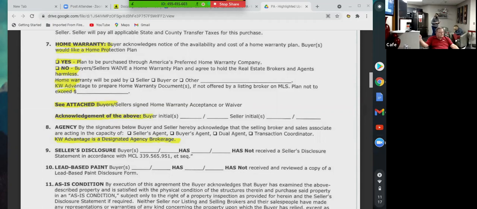And then the second part, see attached, buyer's signed home warranty acceptance or waiver. It's the identical form, whether it's the acceptance or the waiver, it's just what boxes are checked and initialed. But that needs to be with every PA you do. All right. And then it goes on to say acknowledgement of the above, buyers and sellers acknowledge it. So we just kind of moved things around because I always got confused on what you were acknowledging. Now you're acknowledging basically the whole paragraph.